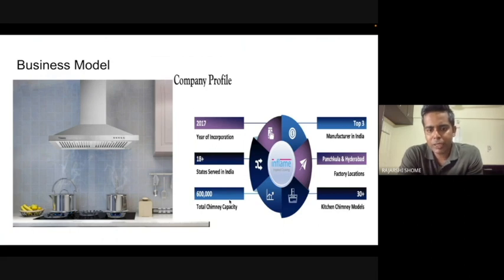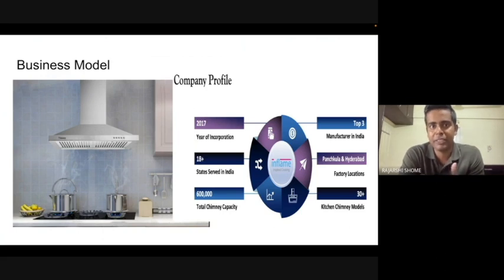As you can see, total chimney capacity is 6 lakhs. I'll tell you what kind of model it is. Previously, in the 70s, 80s and 90s, the kitchen in any home was just considered to be a place where you go in, make food and come out. But now, when people are remodeling their homes, you see modular kitchens coming up, and the kitchen is becoming a place where people look for the aesthetic parts.